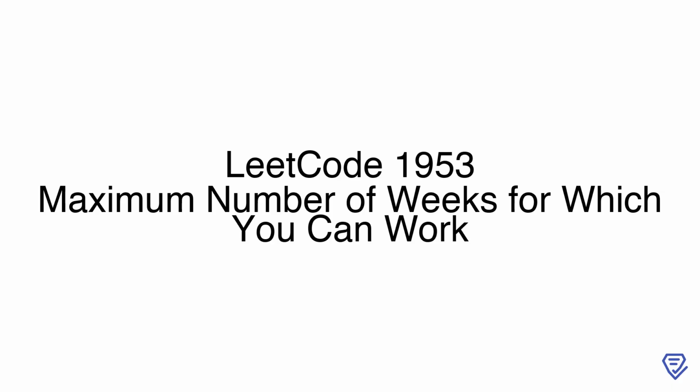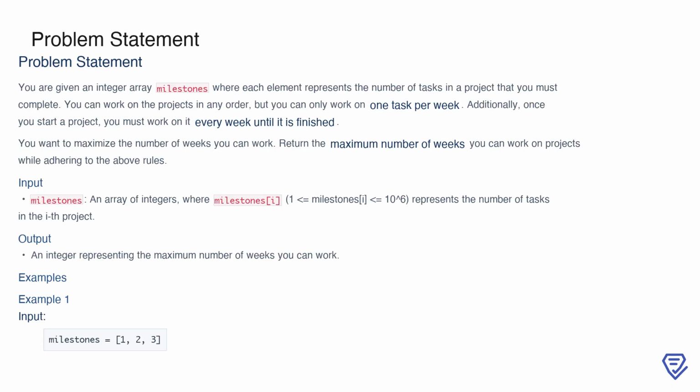Let's get started. In this problem, we need to figure out how many weeks you can work on a set of projects, given certain constraints. You are provided with an array called milestones, where each element represents the number of tasks in a specific project. You can work on these projects in any order, but there's a catch: you can only work on one task per week, and once you start a project, you must continue working on it every week until it is finished. The goal is to maximize the number of weeks you can work while adhering to these rules.